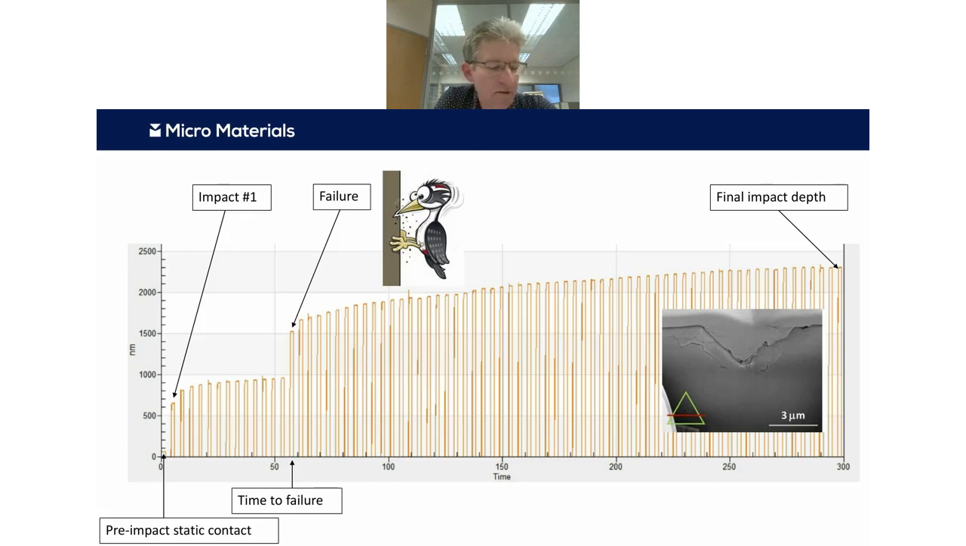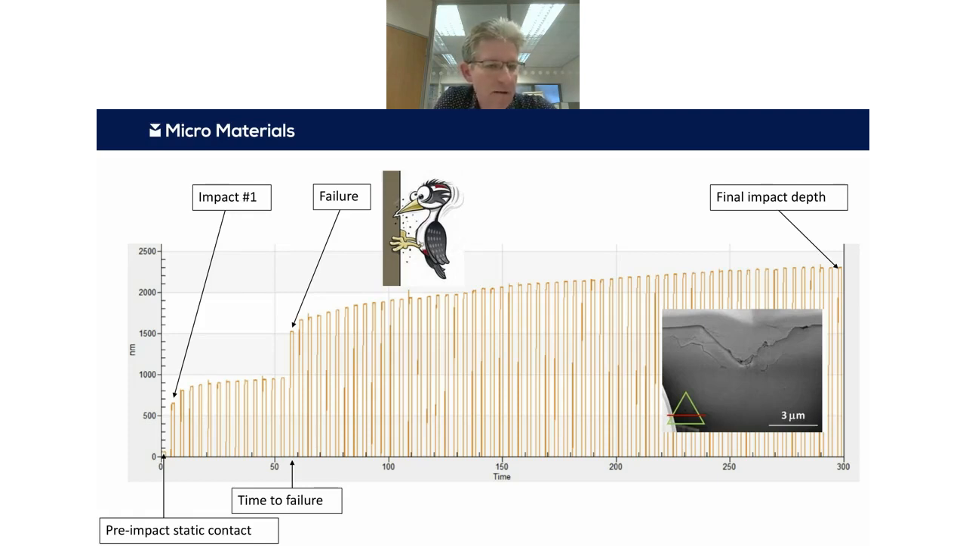Then the first impact creates a larger depth, something like 600 nanometers, because the dynamic force is much higher than the static force. And then there's a very gradually increasing probe depth over the next about 10 impacts. And then suddenly there's a big change in depth. In this case, this corresponds to material removal, so the cracking and material removal in the system.